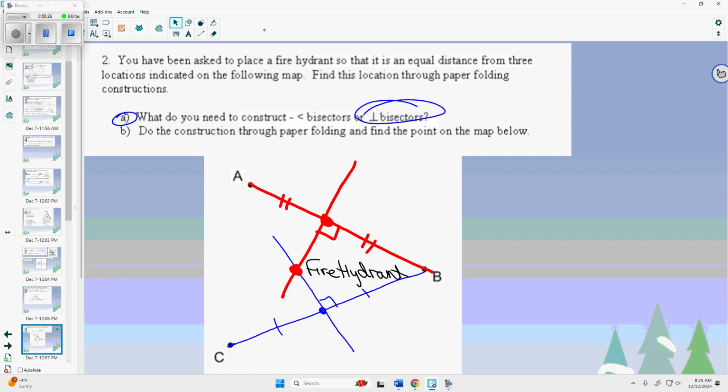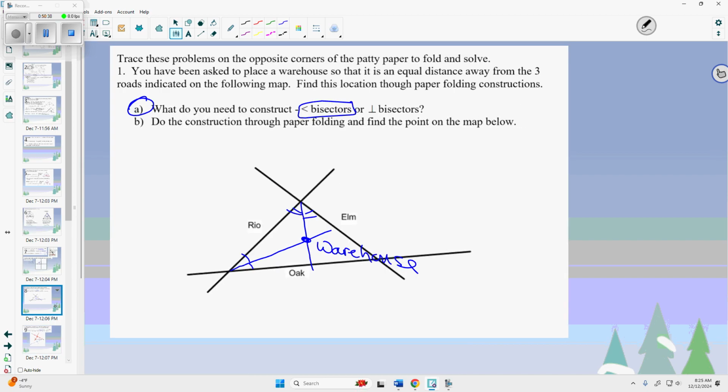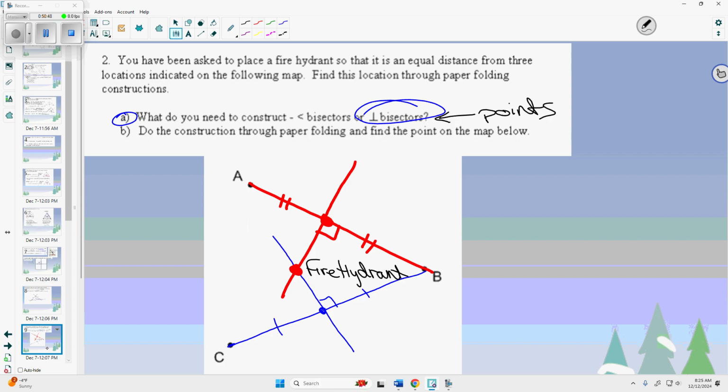Okay? So again, when you have to decide which one, if I want points, then I want perpendicular bisector. If I want sides, I want angle bisector. If I want to be the same distance from the sides, it's angle bisectors. Same distance from the points is perpendicular bisector. Good?